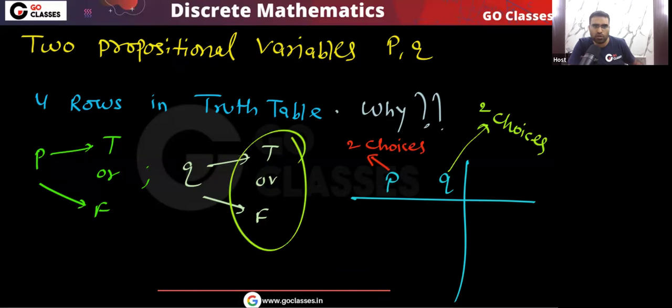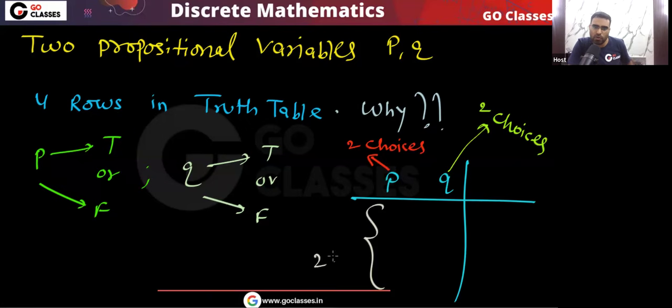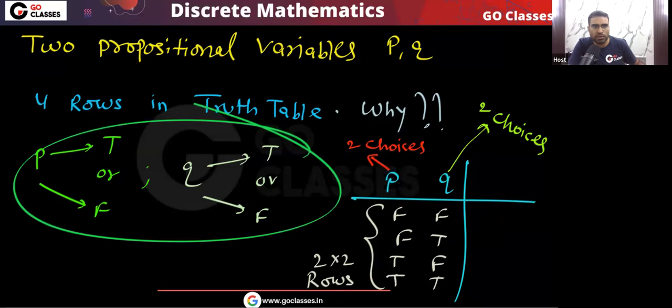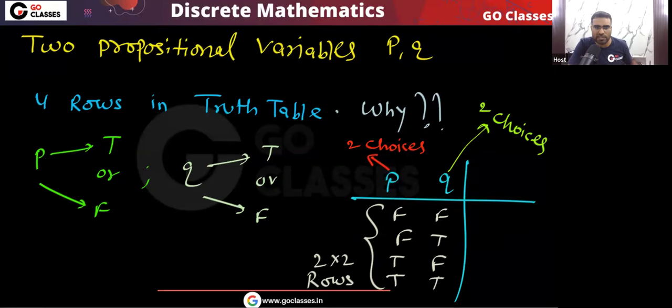Either it will be true or false. Two choices for Q, two choices for P. So finally, we will get 2 into 2, that is 4. 2 multiplied by 2, these many rows. You can see FF, FT, TF, TT. So total 4 rows will be there. Or I can say 4 truth value combinations will be there because every variable has two choices. So you can see 2 multiplied by 2, these many combinations are possible.